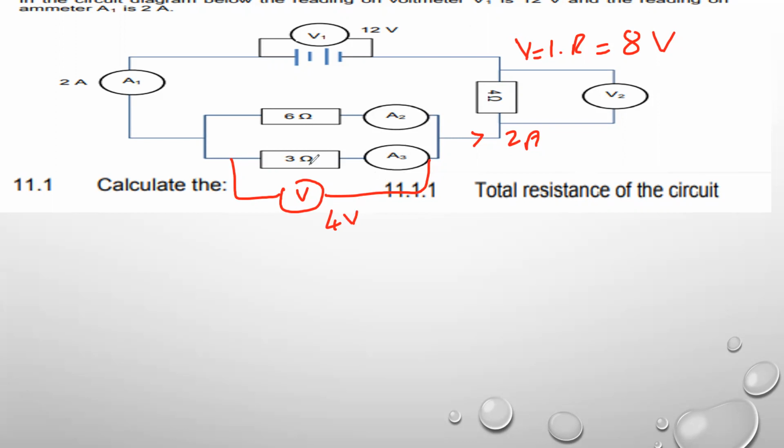Okay, let's see what they're going to ask. 4 volts over 3 ohms is giving you the current reading on A3. And 4 volts over 6 ohms giving you the current reading on A2. Okay, we know these things. Now it's easy to answer the questions. Let's carry on and see what they ask.